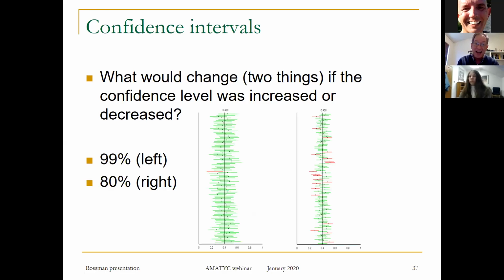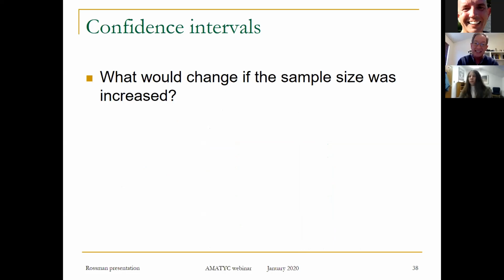On the left, we've got 99% intervals, which are wider and which have a lot higher percentage succeeding. On the right, we've got 80% confidence intervals, which are narrower, that's good, but have a lot more intervals that fail to capture the population value. That's bad.